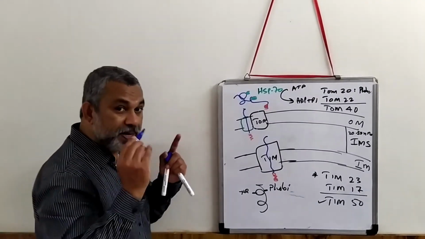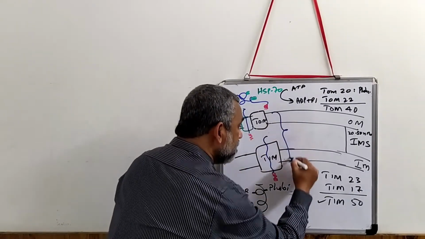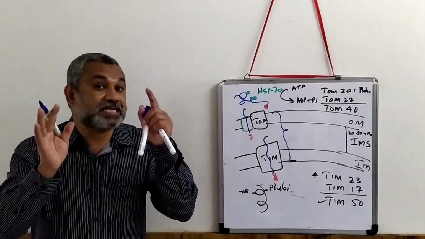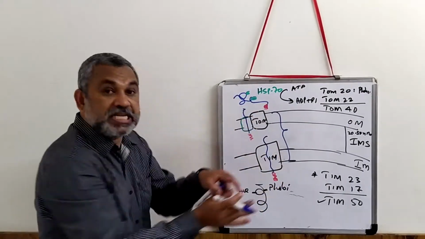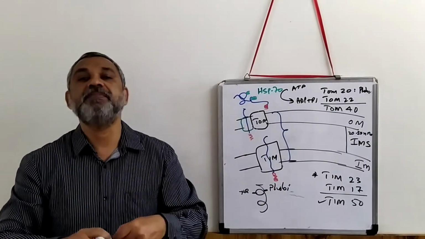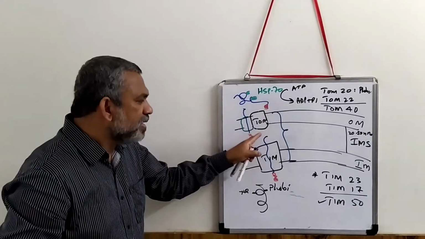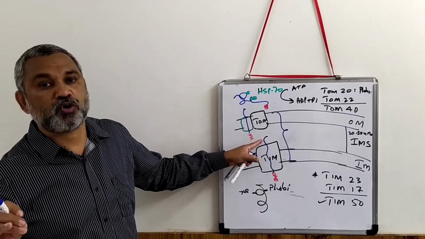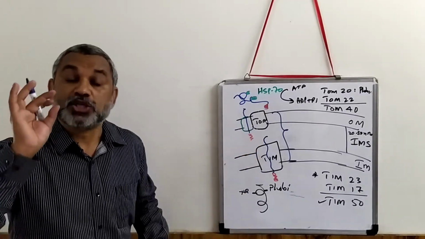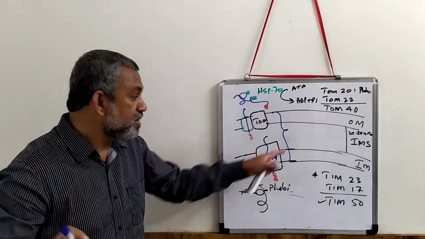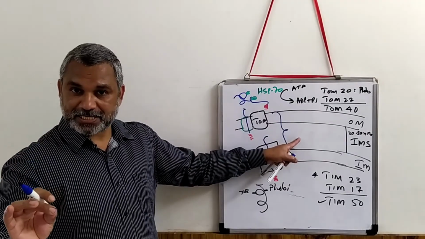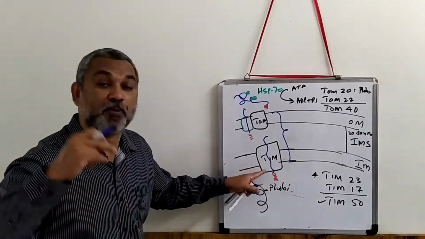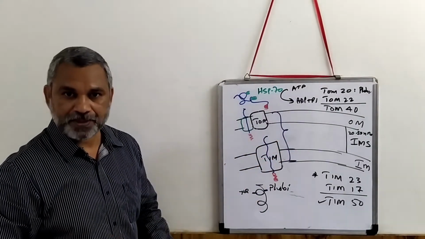Now also remember, as we have seen earlier, the TIM and the TOM complexes are in such a place that if the distance is minimal, there will be almost direct interaction. Directly this protein is allowed to get into the TIM complex so that it is not lost in the intermembrane space. Directly it is transported to the TIM complex.